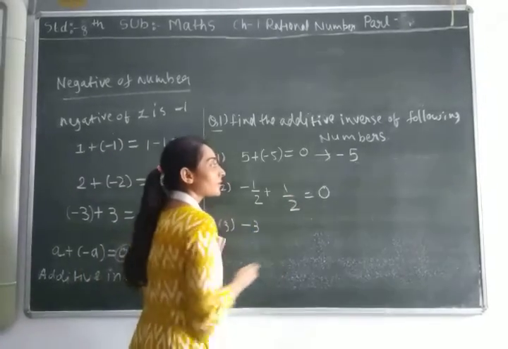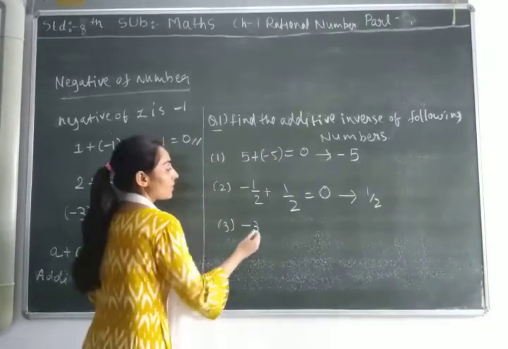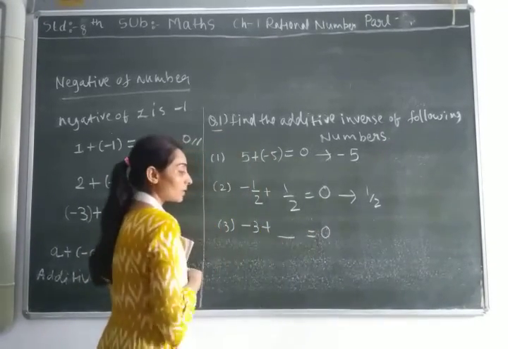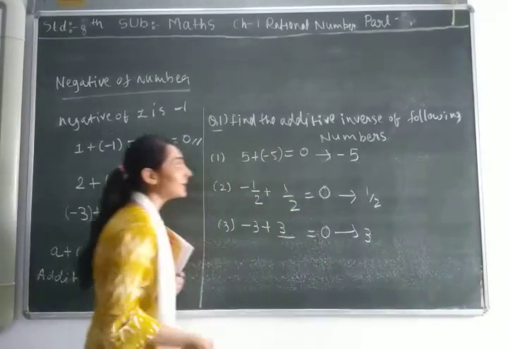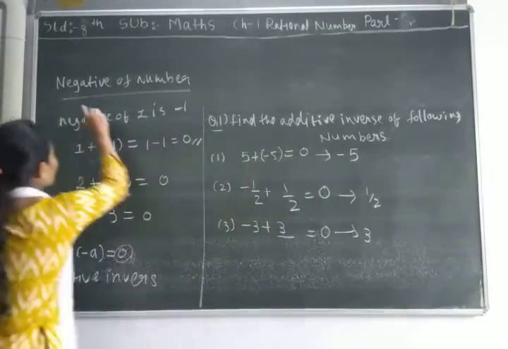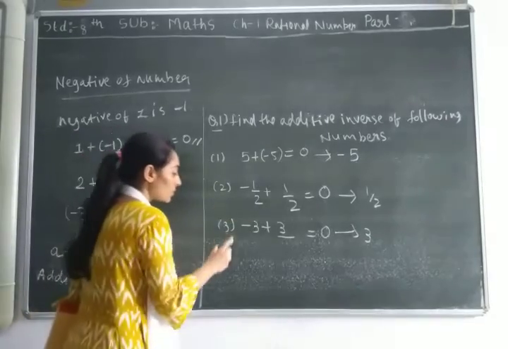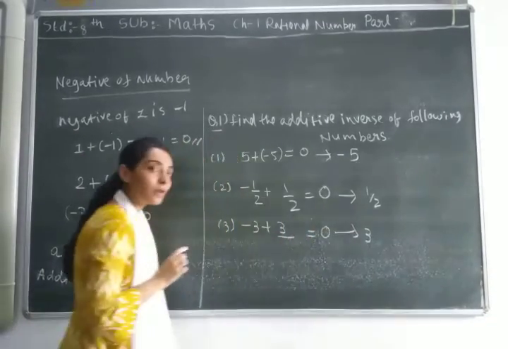+1/2. So the additive inverse is +1/2. What value am I going to add over here so that I am getting 0? +3. Okay, the additive inverse is 3. See, the negative of numbers doesn't mean that there should be only positive numbers given. You have to write the negative numbers only.